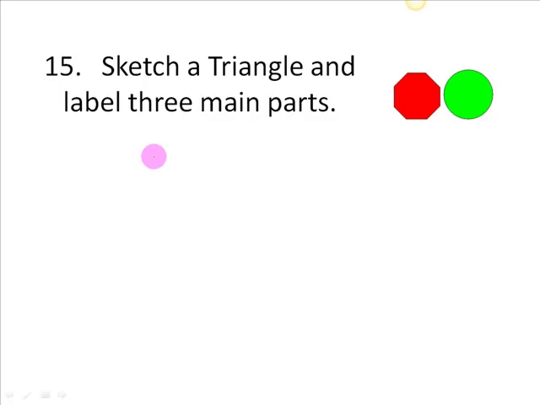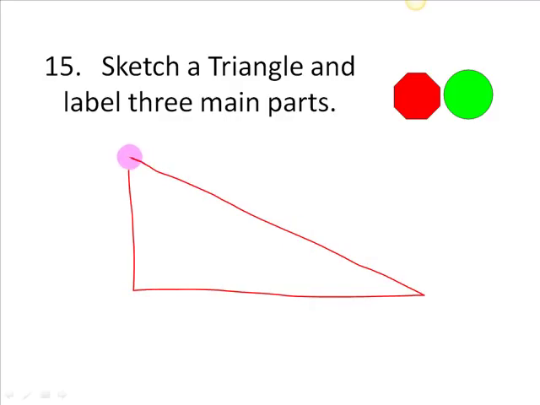Sketch a triangle and label 3 of its main parts. Click on the stop sign. Okay, well, we'll sketch the triangle. See how you did. All right, this is a leg. This is a leg. This is the hypotenuse. This is the area. This is a right angle. This is an acute angle. This is an acute angle. Those are some of the main parts of a triangle.